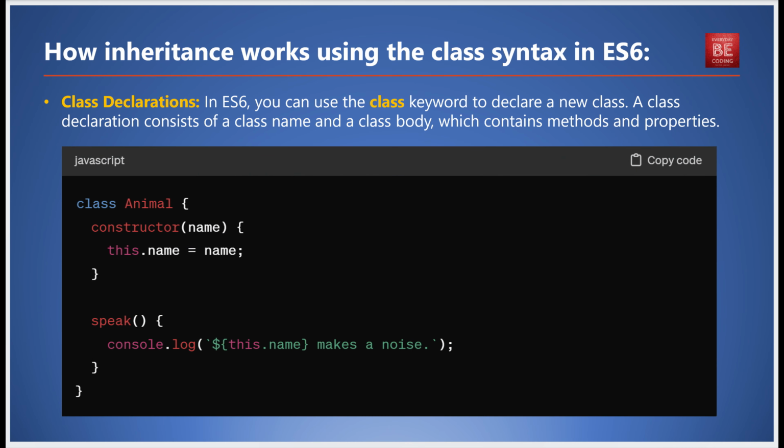Let's begin with class declarations. In ES6, we use the class keyword to declare a new class. This declaration involves naming the class and defining its body, which includes methods and properties. For example, consider a class named Animal. This class might have properties like name and methods like speak.